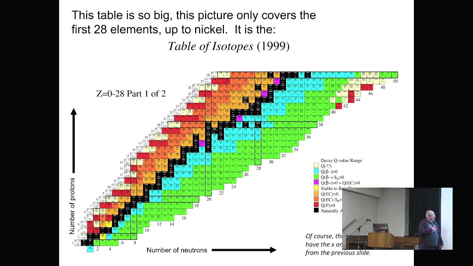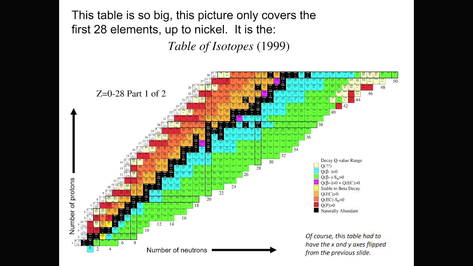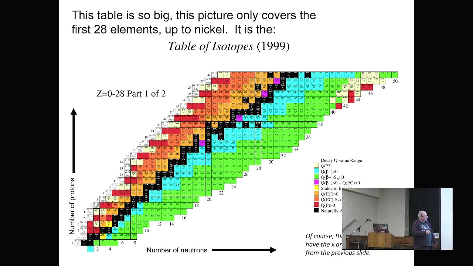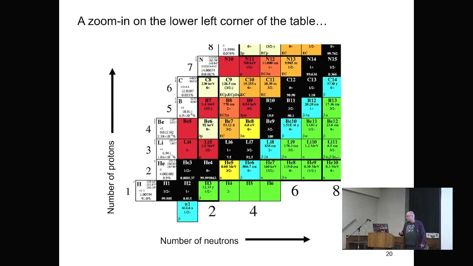So element number 6 is carbon. Look at how many isotopes of carbon there are, just scads with different numbers of neutrons. Zoomed in even more, and you can see the line for hydrogen.